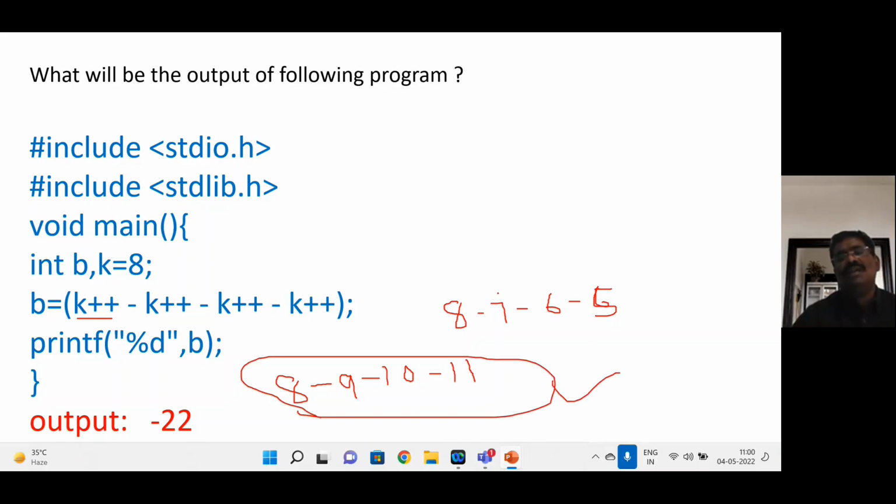This is not the correct answer. So 8 minus 9 means minus 1, and minus 10 and so on. So here we are taking 8 minus 9 minus 10 minus 11. That's why you got minus 22. The answer is minus 22.